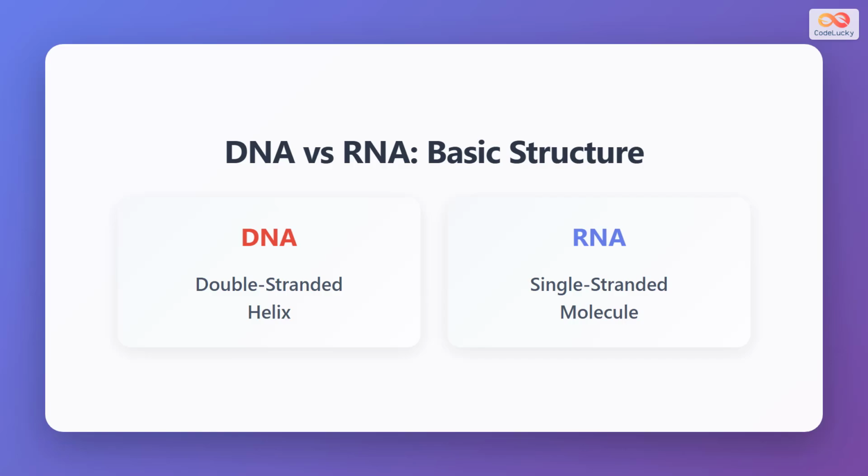The most fundamental difference between DNA and RNA lies in their overall structure. DNA forms a double-stranded helix, where two complementary strands twist around each other. In contrast, RNA consists of just a single strand of nucleotides. This single-stranded nature gives RNA unique properties and allows it to perform functions that DNA cannot.